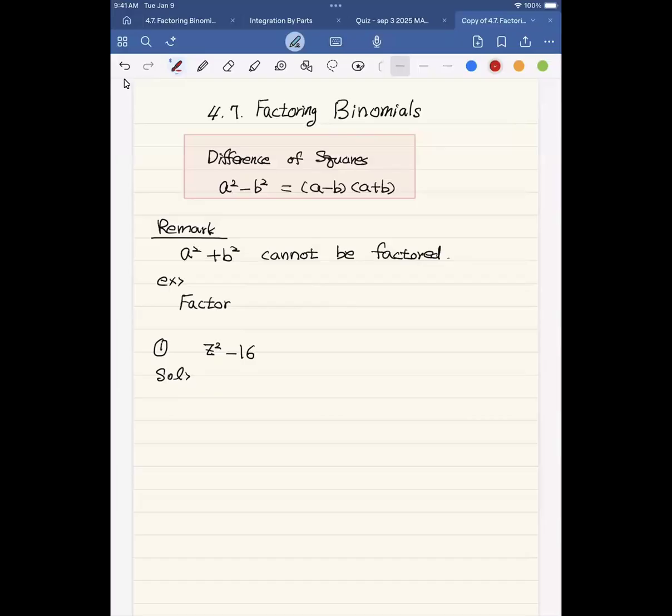Another important remark is that difference of squares is a squared minus b squared. It's not about a squared plus b squared. If that is added, then you cannot factor.